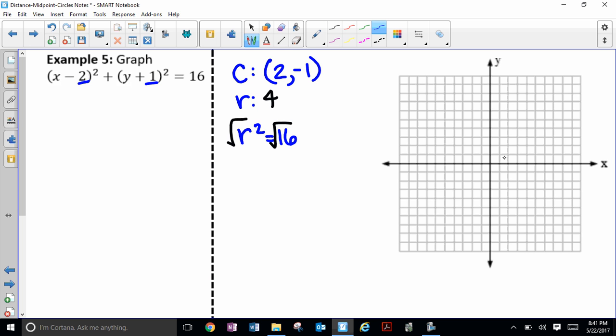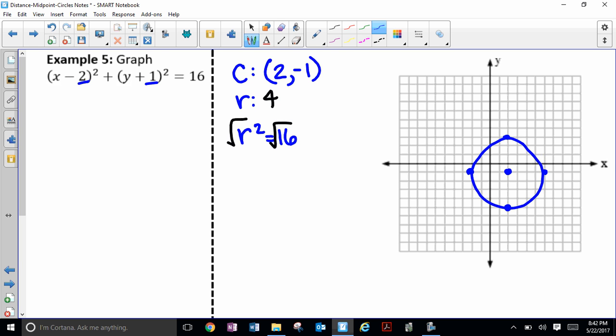All right, so I'm going to plot the center, and then I'm going to count the radius out 4 in the 4 directions, vertically and horizontally. So I'll go 1, 2, 3, 4, 1, 2, 3, 4, 1, 2, 3, 4, 1, 2, 3, 4, and then you've got your circle there.